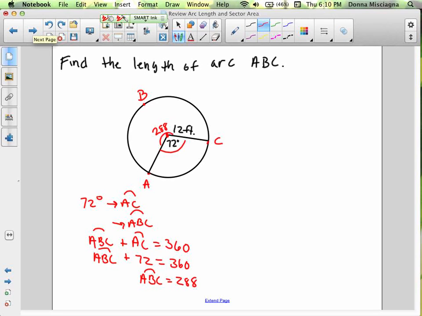Same as the arc. So the length of arc ABC, remember, it's the central angle. In this case, that's 288 over 360 times 2 times pi times r. And our radius is 12 feet. Let's see what we can do to reduce here. I'm just going to write that again.